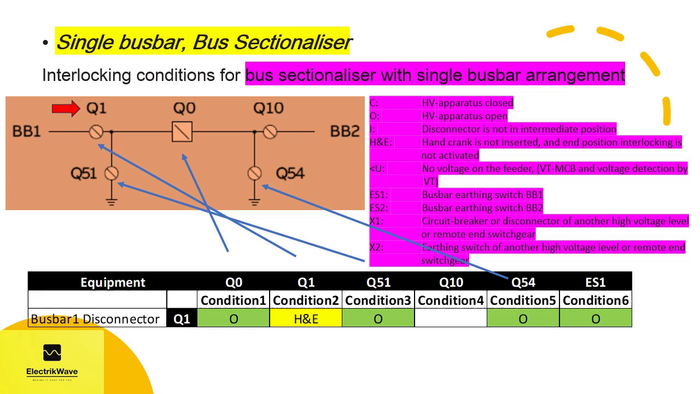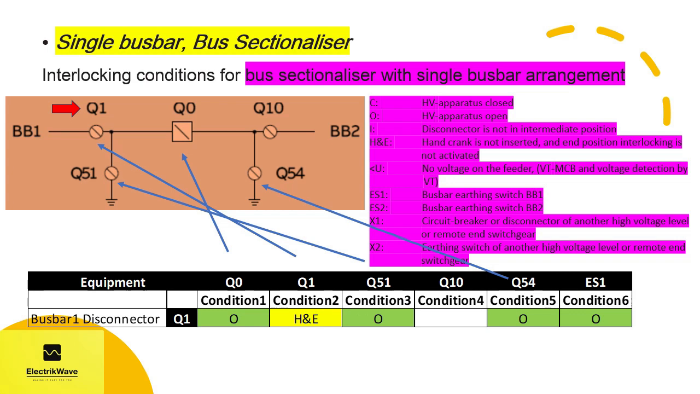Here, let's understand interlocking requirements between circuit breaker, disconnector and earth switch for bus sectionalizer bay. We will understand interlocking for busbar disconnector, circuit breaker, earth switch on both sides of the circuit breaker.